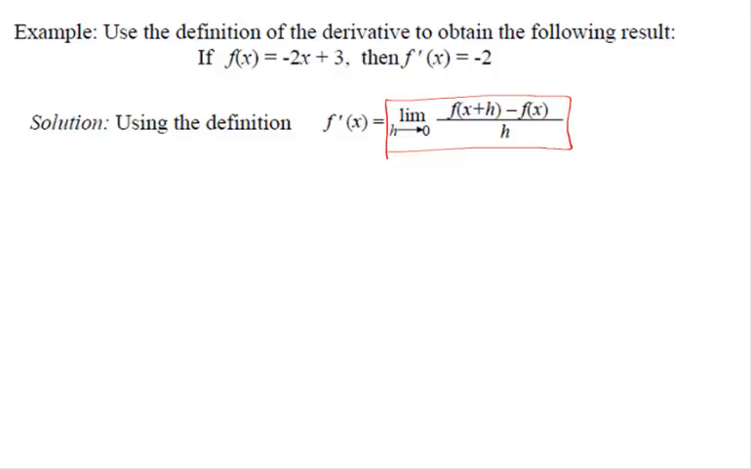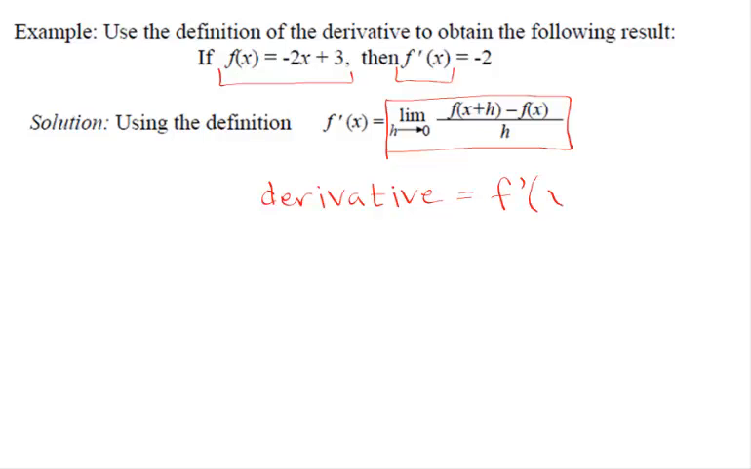We are going to have questions where you are going to have to use the definition of the derivative to answer those questions. So this says use the definition of the derivative to obtain the following result. If we are given the function f of x equals negative 2x plus 3, then this notation means derivative. Prime notation is one of a couple of notations that we're going to be given.